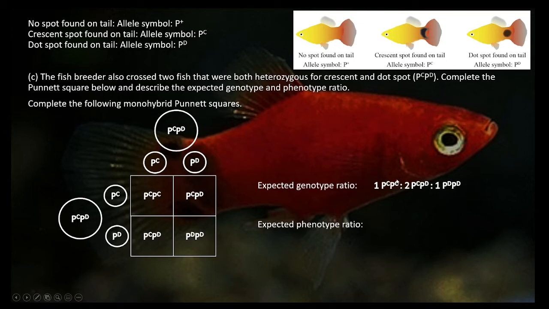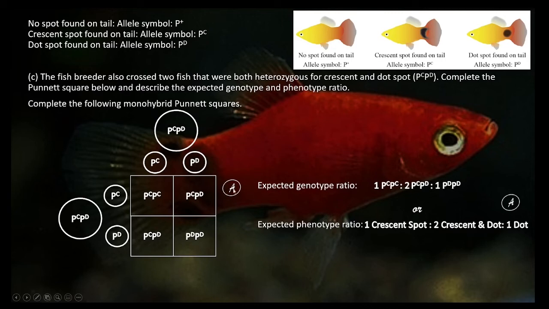This is heterozygous and then homozygous dot. So our genotype ratio is 1 crescent, 2 heterozygotes, and 1 dot. Okay, homozygous dot. But our expected phenotype ratio is going to be 1 crescent, 1 crescent and dot, and 1 dot only. Okay, so this is our crescent, this is the crescent and dot, codominance, both expressed in the same organism, and this is homozygous dot.